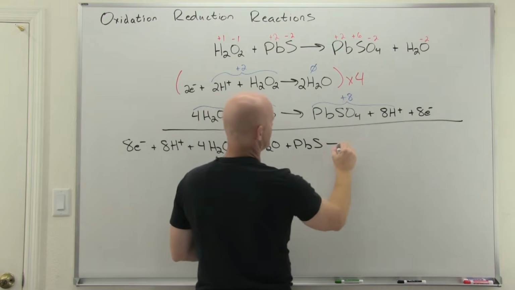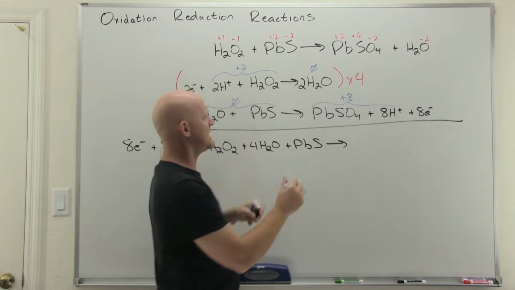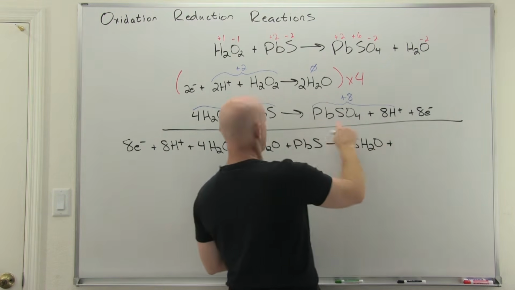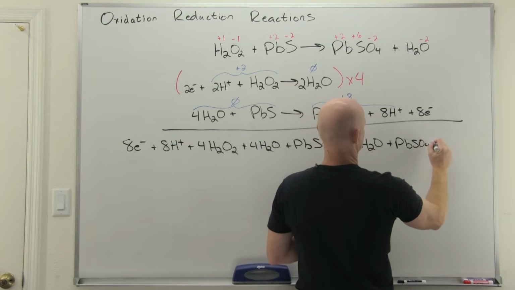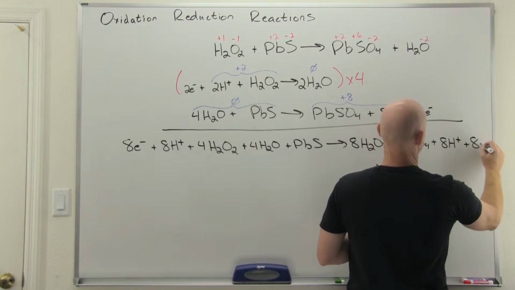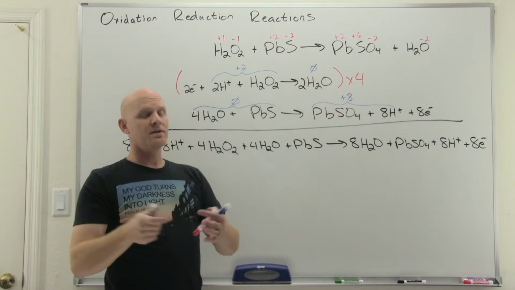Plus PbS, and then we'll do all the products as well. And so again, from the first one, we've got 4 times 2 is 8 waters. And again, we're using this one as it is, so plus PbSO4, plus 8H+, plus 8 electrons. And if you've done this correctly, the electrons should cancel.